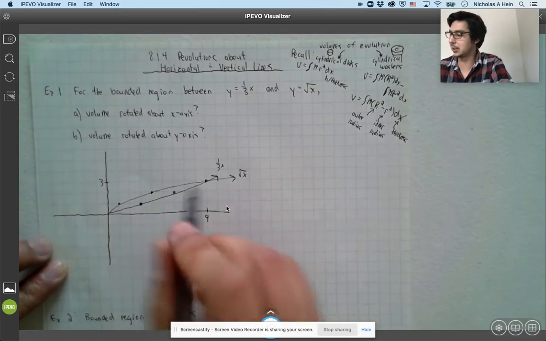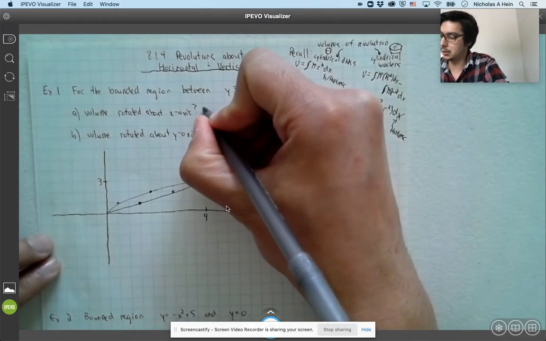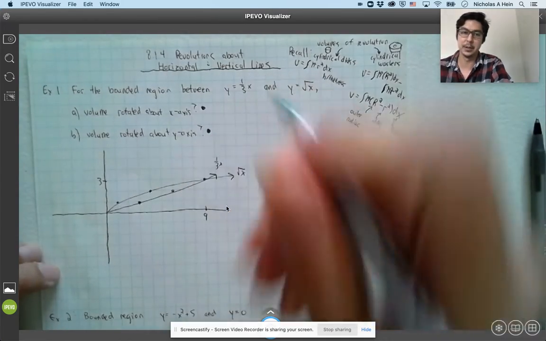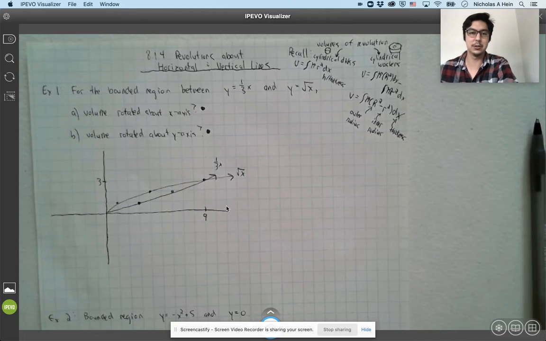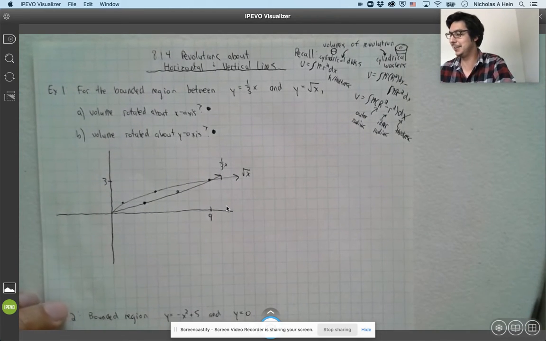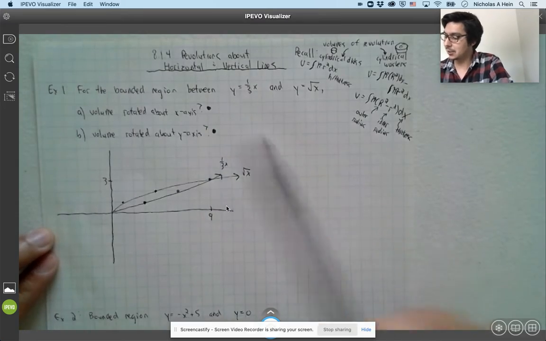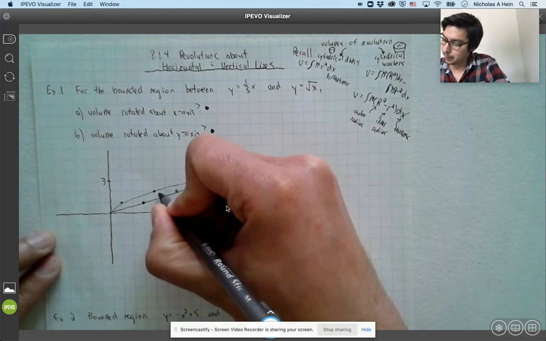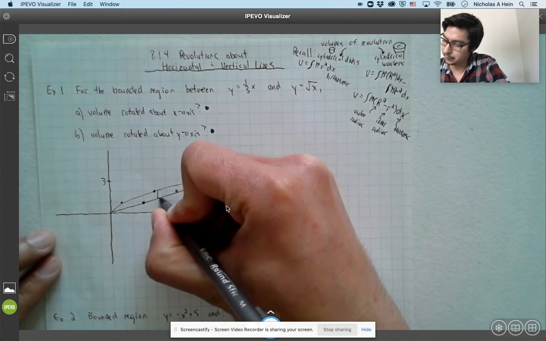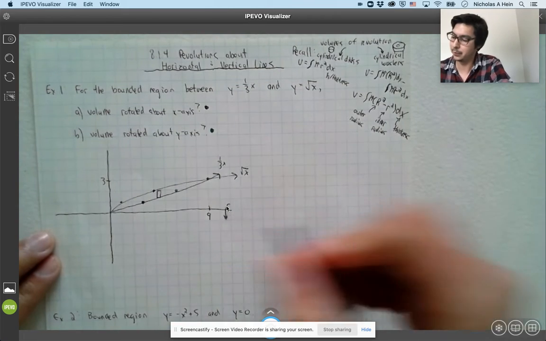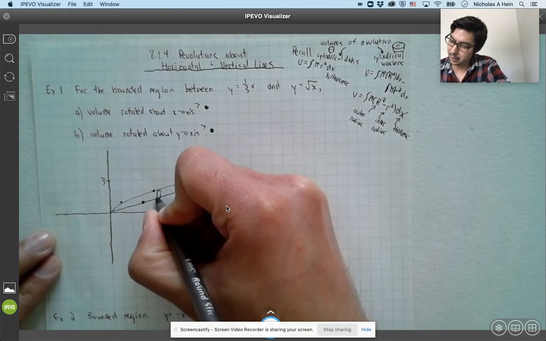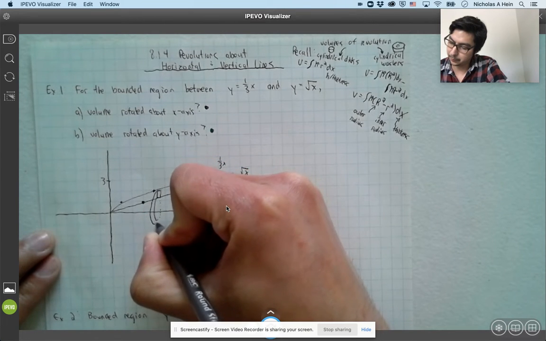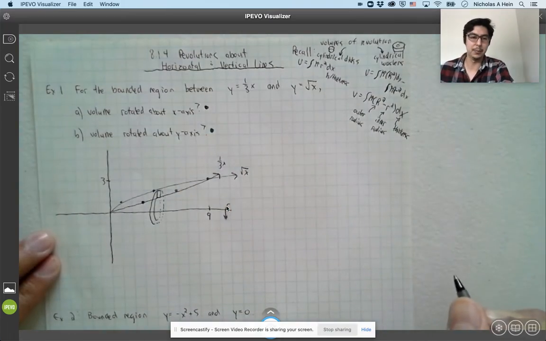Now, if we rotate about the x-axis, I'll do the x-axis in pen, and then I'll do that second problem in my green marker. I apologize if you can't tell the difference. All right, first one, x-axis. So here's your x-axis, and we're going to rotate it about this. If I draw a rectangle to represent the area between the two curves and rotate it, what I'll end up getting is a washer, because of the hole.